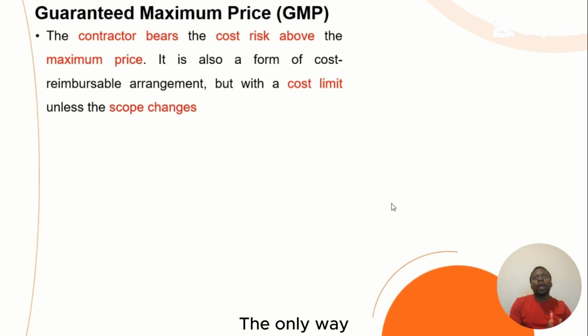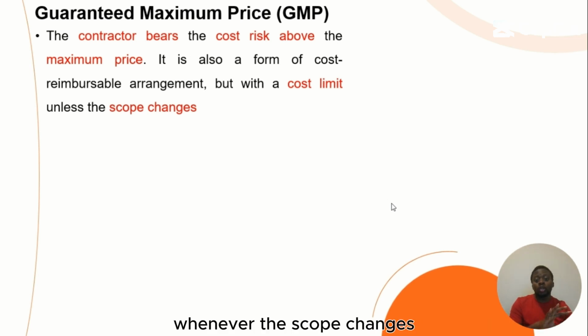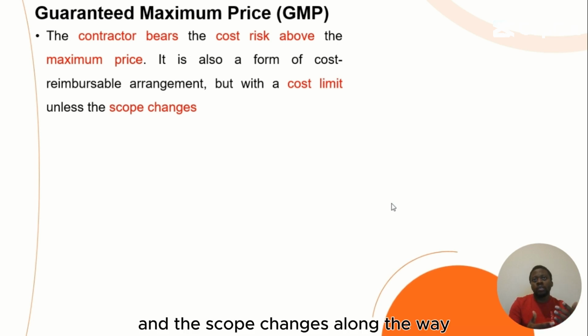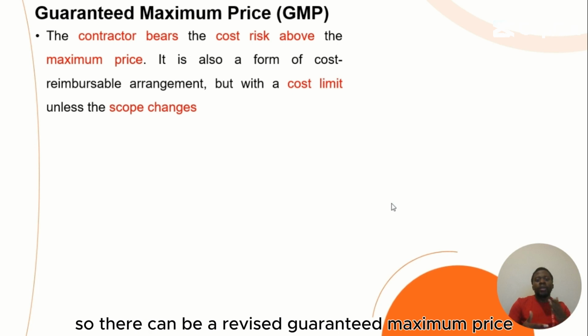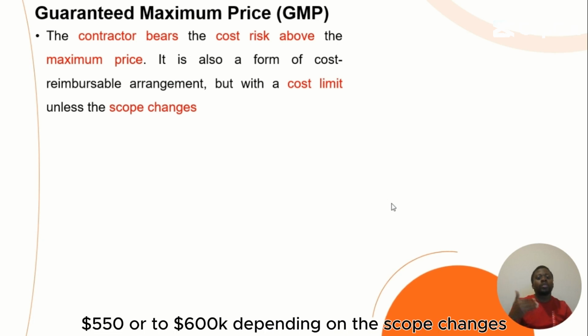The only way you can revise the guaranteed maximum price is whenever the scope changes. So for example, if the guaranteed maximum price is 500,000 and the scope changes along the way, there can be a revised guaranteed maximum price. It can be revised maybe to 550 or to 600, depending on the scope.